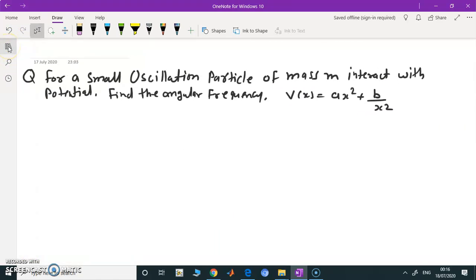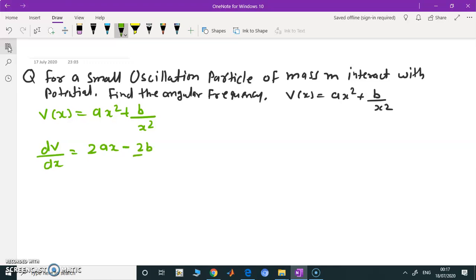This is question number 1. For a small oscillation, a particle of mass m interacts with a potential. Find out the angular frequency. The potential is given to you here: V of x is equal to ax square plus b upon x square. Now our next task is to take the first derivative. The first derivative will be 2ax minus 2b upon x cube, and we'll take it equal to 0 to get the equilibrium point.